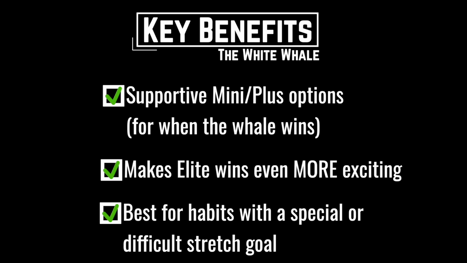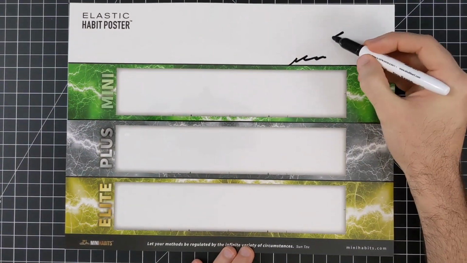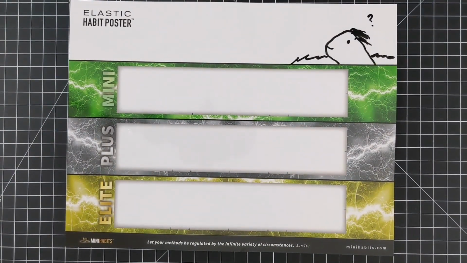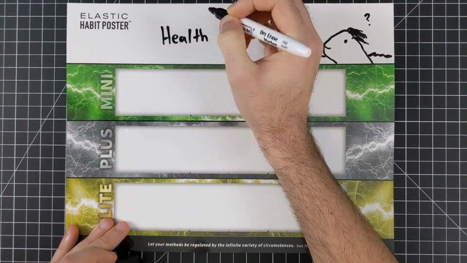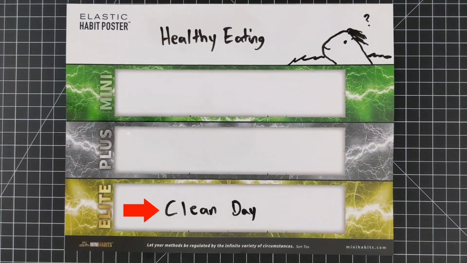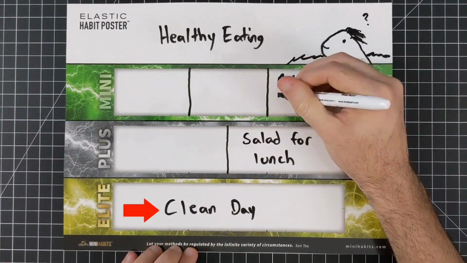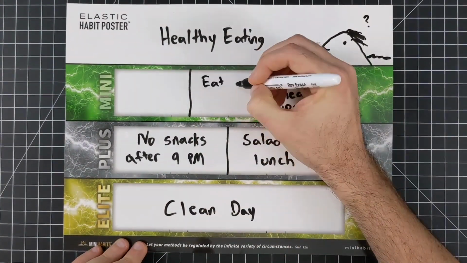And really that's what all of these one-win strategies do. They emphasize a single behavior as very important. This one is fun because it makes the elite level stand apart as extra special and exciting. White whale example, eating or diet. You could define your one elite level victory as a clean day, which might mean no added sugar, no processed foods, or alcohol consumed. And then you could have several plus and mini goals with smaller accomplishments to aim for.